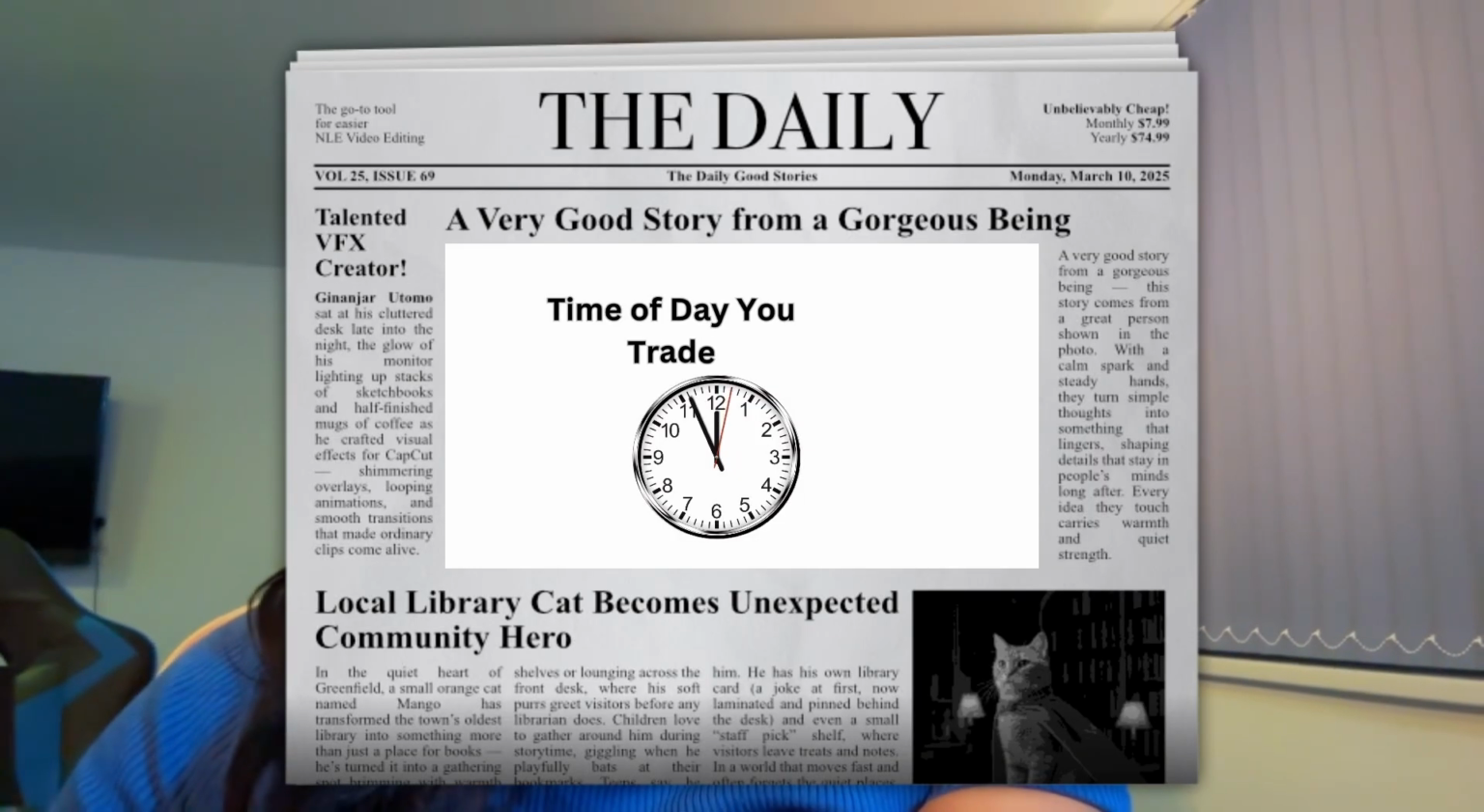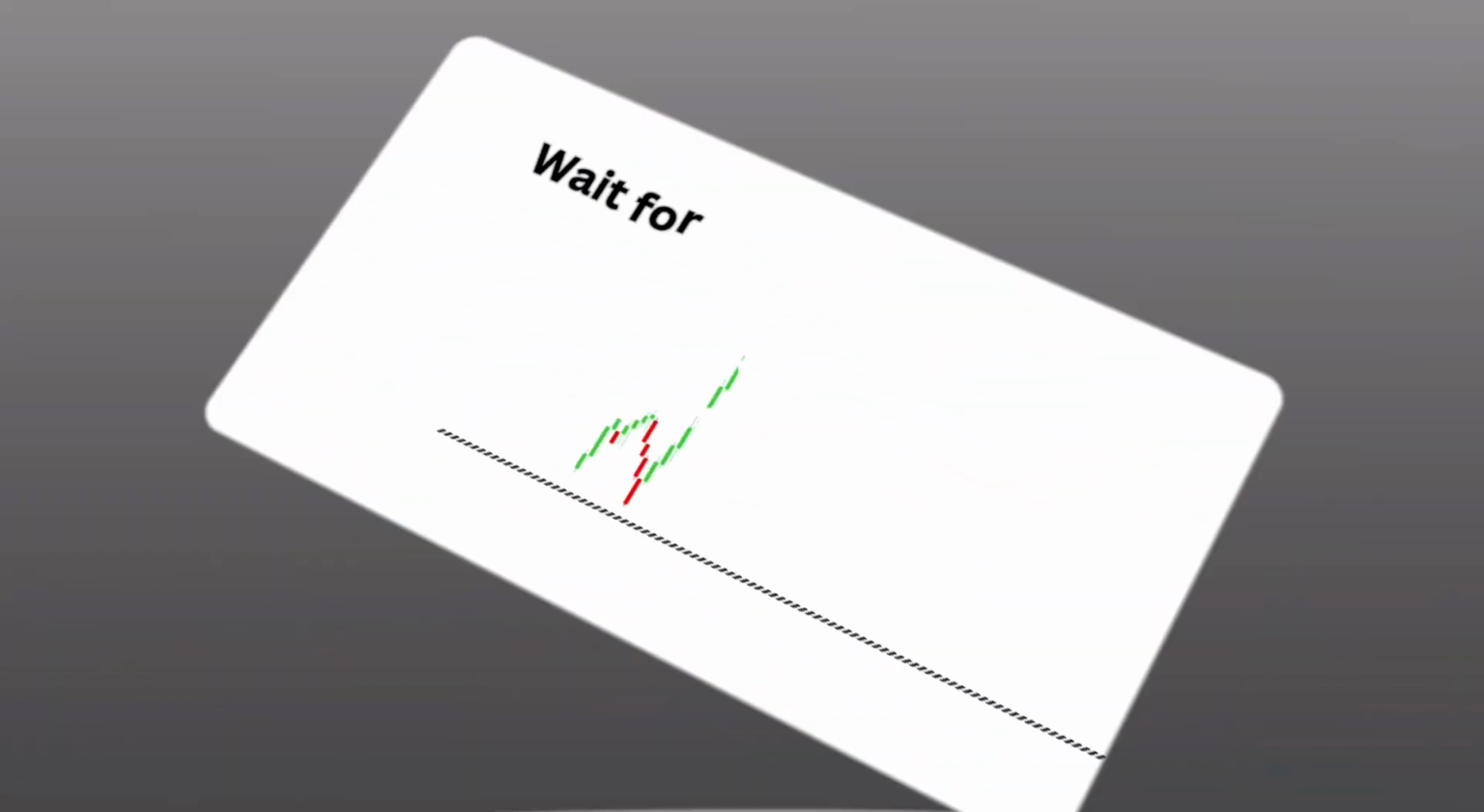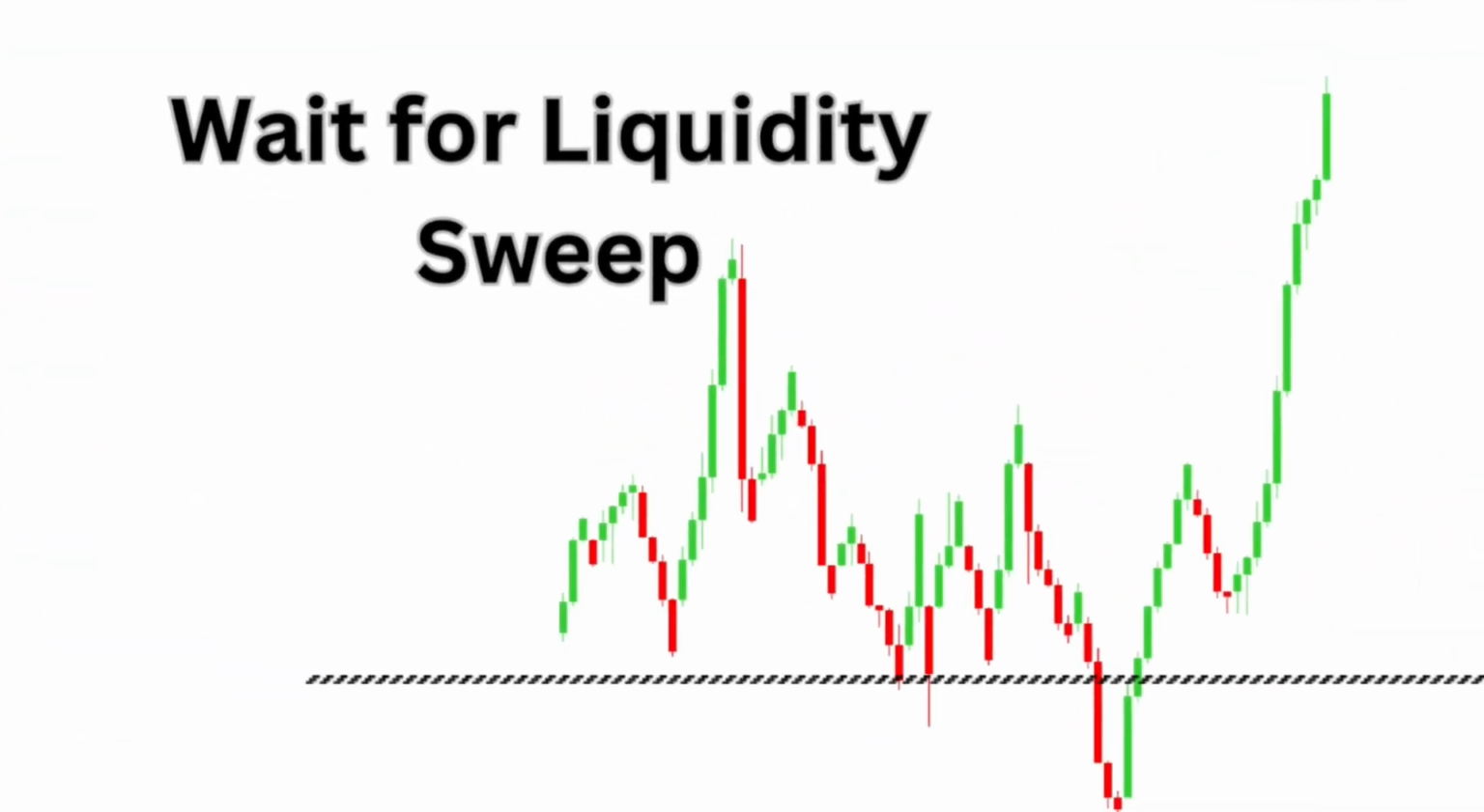Number two is the time of day. The time that you trade, it really matters. You want to be trading sessions that have volume and momentum, like your London and your New York session. Number three, you want to see price sweeping the liquidity above the highs or below your sessions' highs or lows, right?